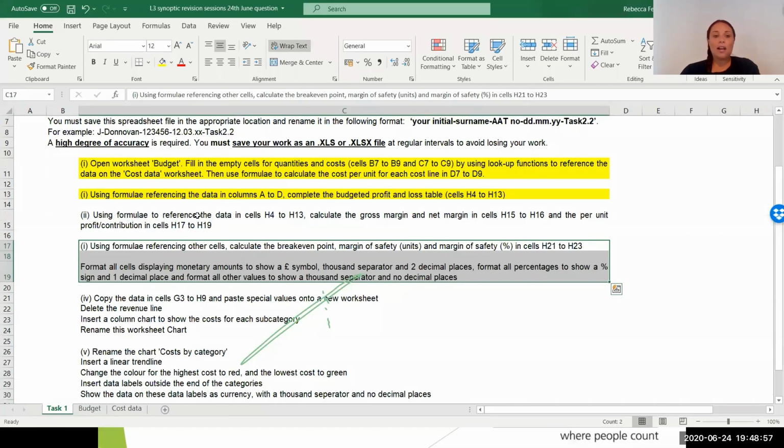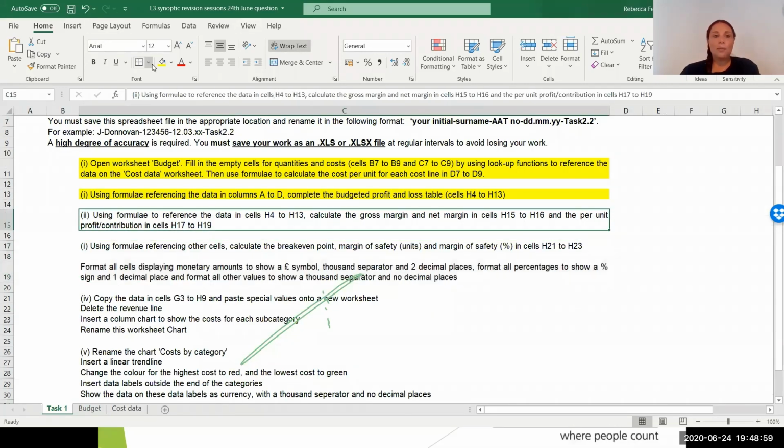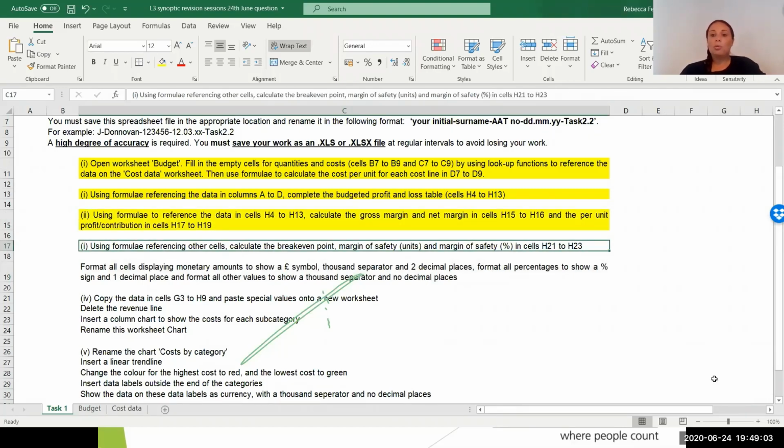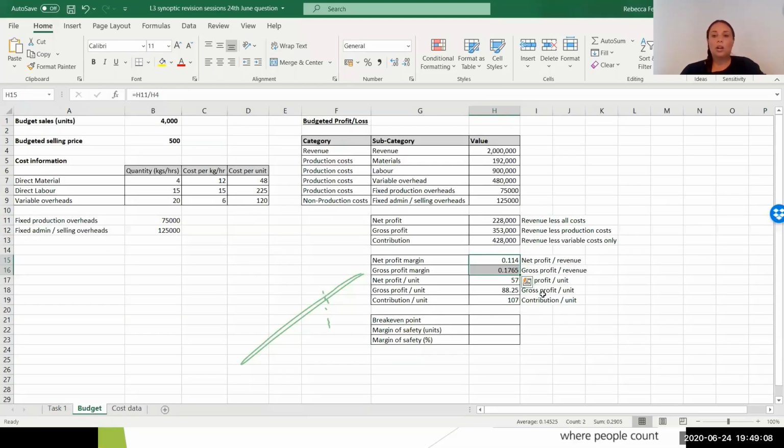Good, okay, if there aren't any other questions on that section, then I'm going to make this bit yellow, and we've got one last bit before we go through and do our calculation. So Lorna's just asked, how do I do the contribution per unit? All I've done there is the same as the others. I've taken the contribution in H13 and divided it by the number of units, which are in B1. So exactly the same as we did for the net profit and the gross profit.